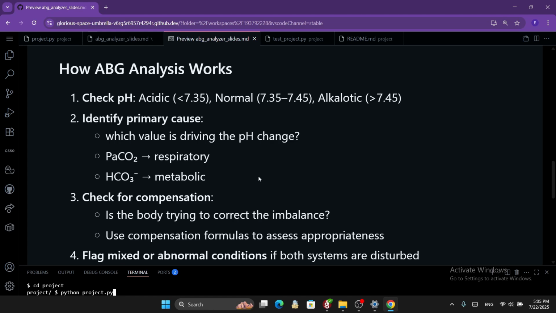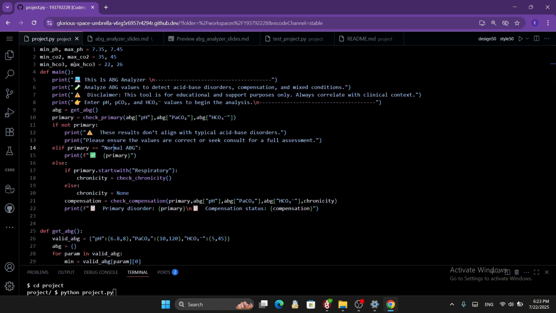After that, we have to check for compensation. Compensation is the body's way of trying to correct the pH back to normal, and it does that by changing the other component of the ABG in the other direction. And we have to use compensation formulas specific for each condition to see if the body is actually doing that or not. So let's have a quick review of my code.